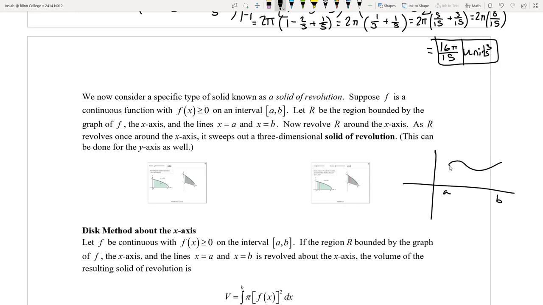So I'll go ahead and kind of make a hard stop here at a and b. And so this guy in here is our R. This region all up in here. So what we're going to do is, it says now revolve R around the x-axis. As R revolves once, it sweeps out a three-dimensional solid of revolution. And this is going to be what we'll deal with probably most in this section here.